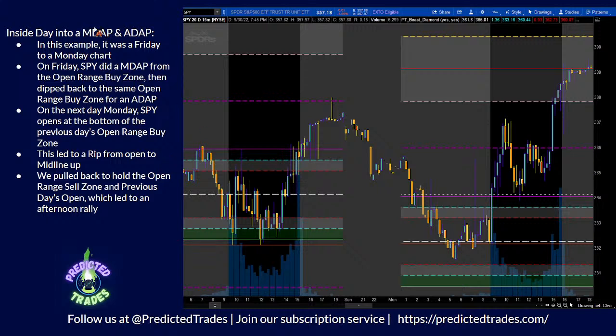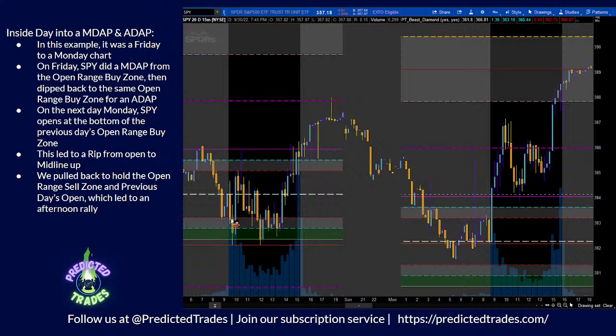On to the next. So we had an inside day into a morning dip and rip and an afternoon dip and rip. So here's kind of an example of a chop day. We fall to our open range buy zone, pop to our open range sell zone, back to our open range buy zone, up to our open range sell zone. SPY was pretty much trapped in a 5-point range, let's call it, around 385.5 down to 382, not even a 5-point range, very tight range.